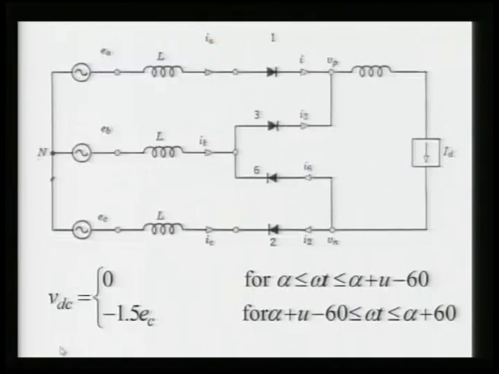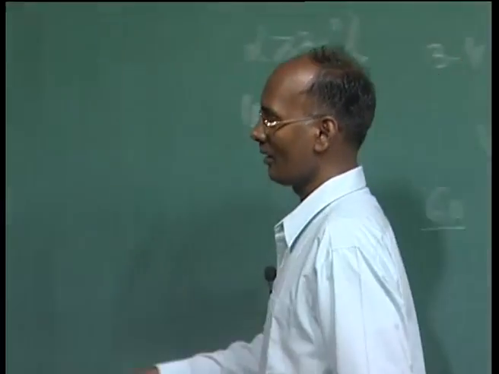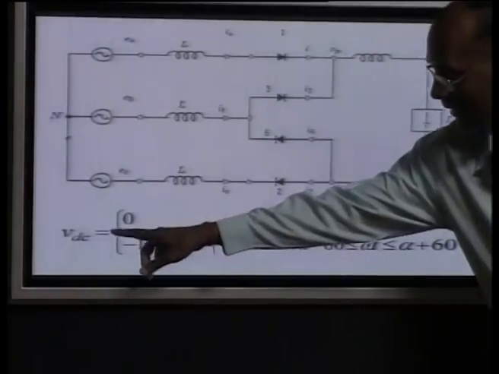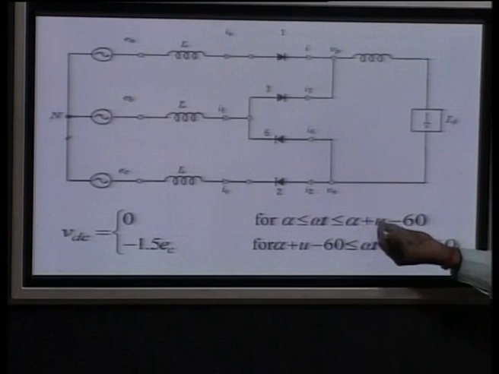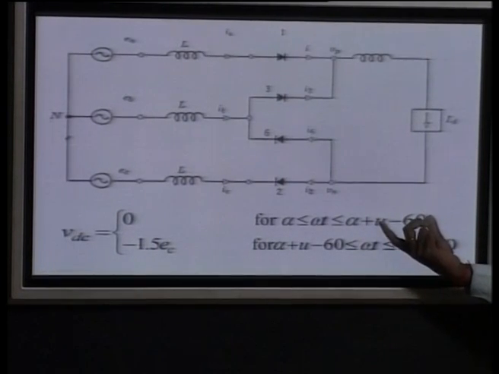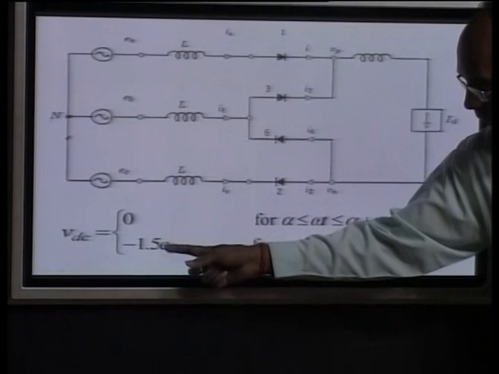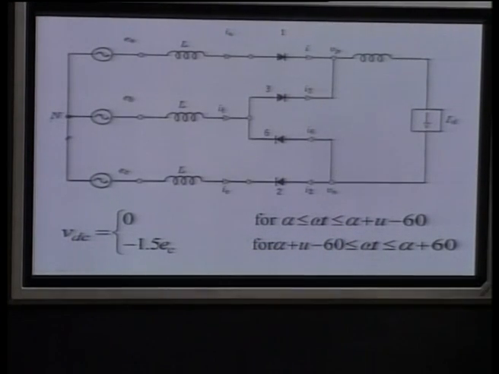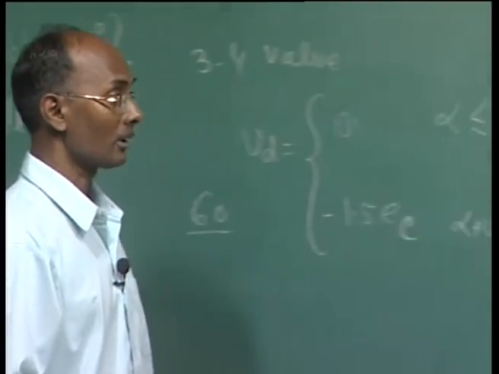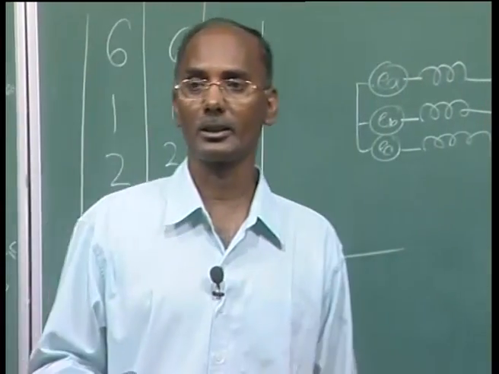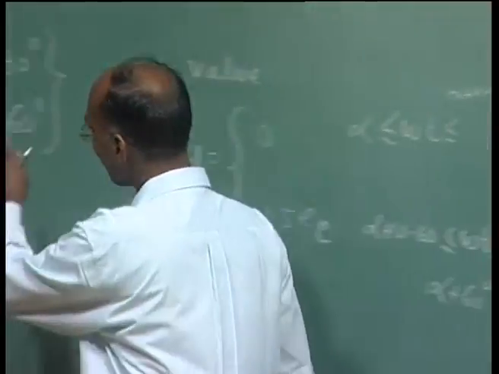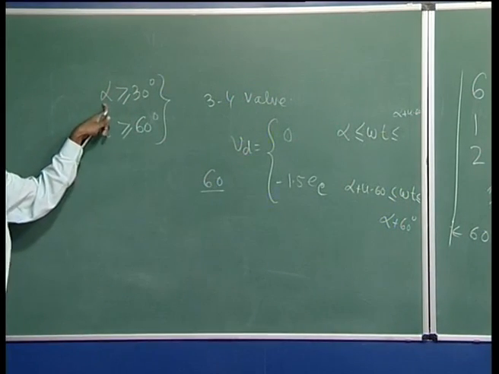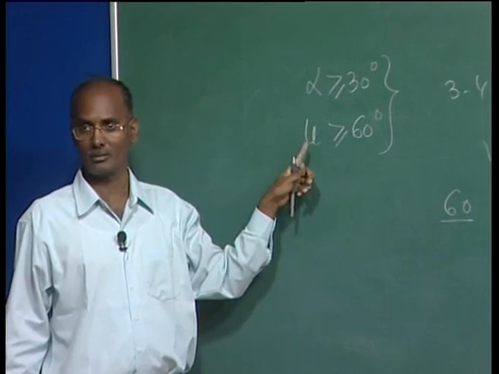Here I have already written this output voltage, and you can see the same we derived, that is the output voltage V DC. It is 0 from alpha to alpha plus u minus 60, because the period is u minus 60, and it will be minus 1.5 E C for the remaining period when 3 valves are conducting. Due to this, you can see there is a drastic voltage reduction at the output terminal of the converter. Two things: one, alpha cannot be less than 30 degrees; another, here there is a dead short circuit.